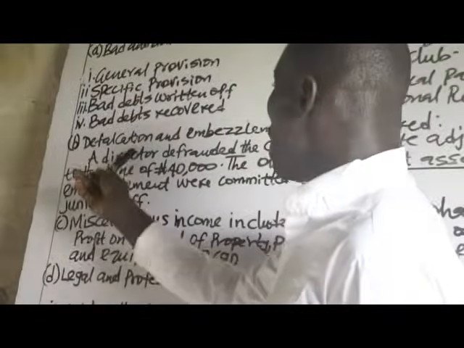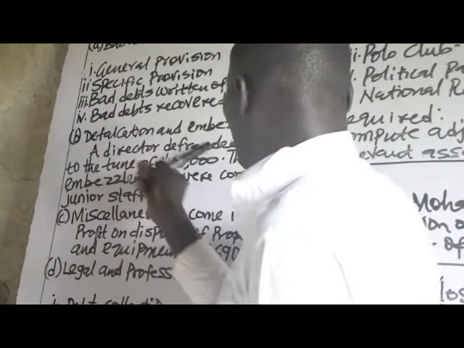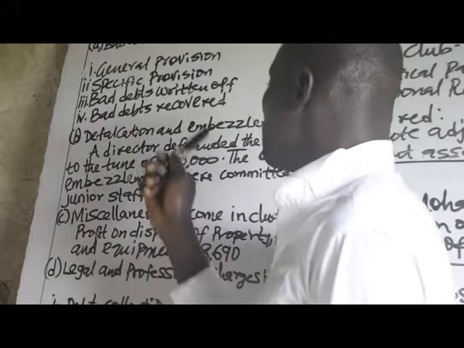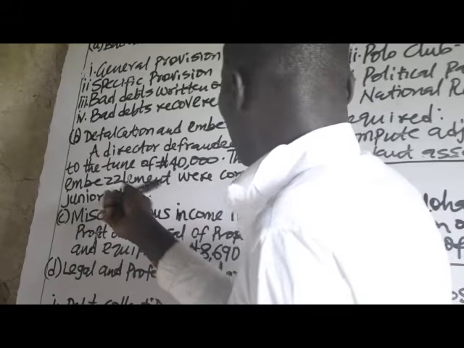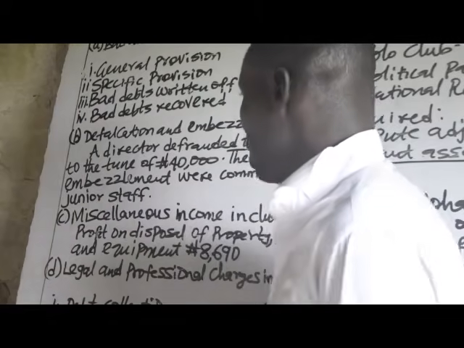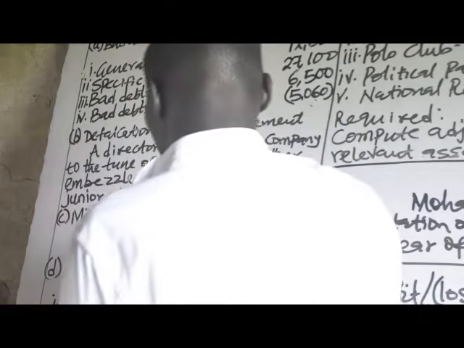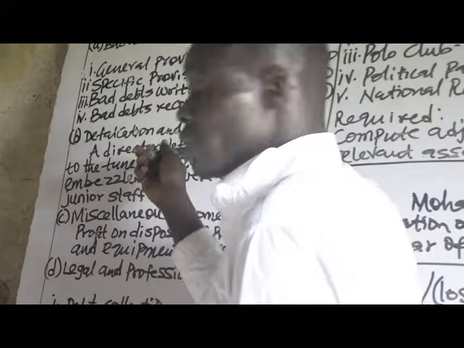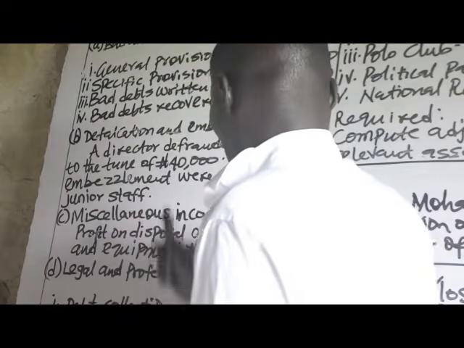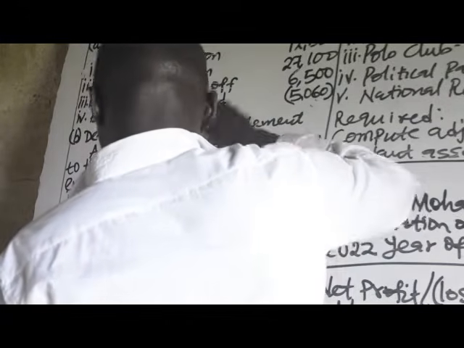B. Depreciation and embezzlement. A director defrauded the company to the tune of 40,000. The other embezzlements were committed by junior staff. If you check the financial statement, you will not see depreciation and embezzlement anywhere. Remember, depreciation and embezzlement is not allowable. That means depreciation and embezzlement, the amount is not allowable expenses.